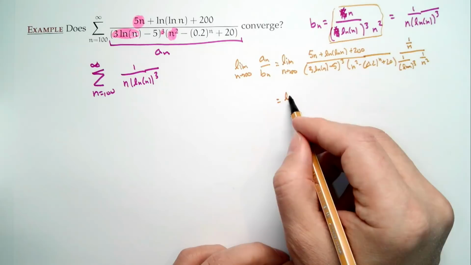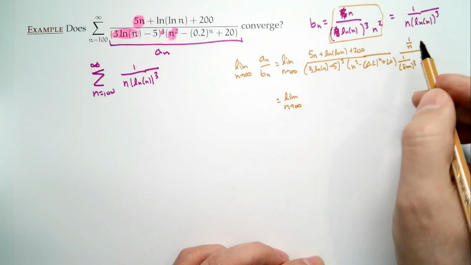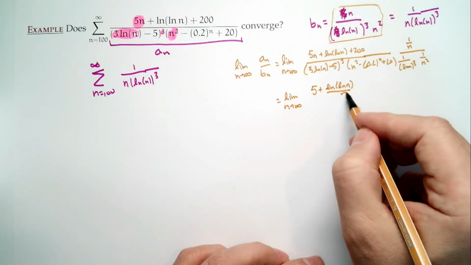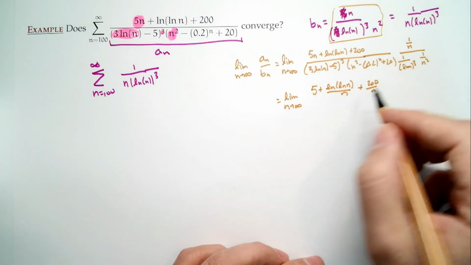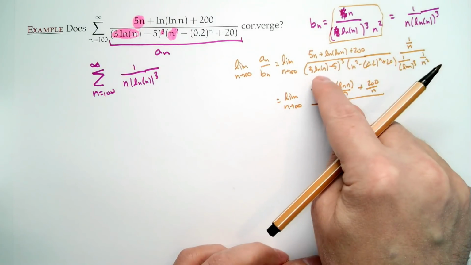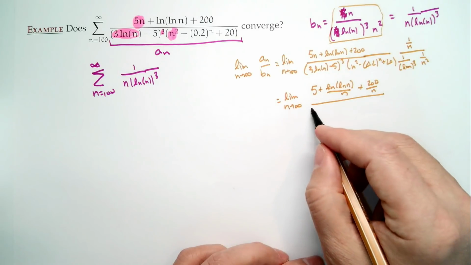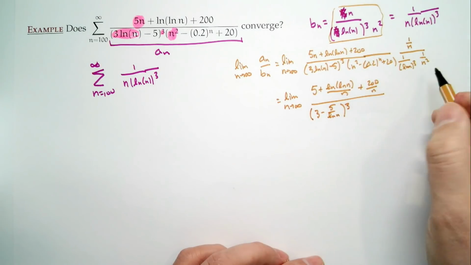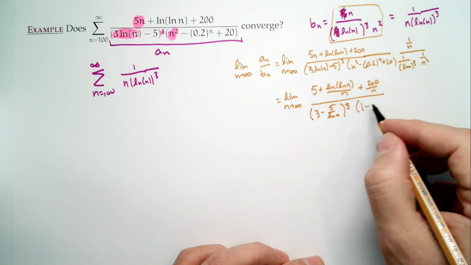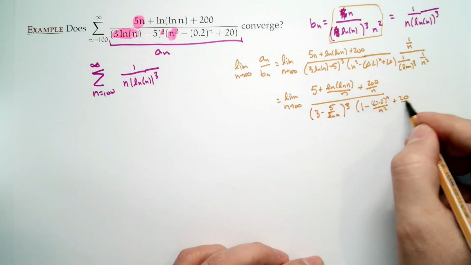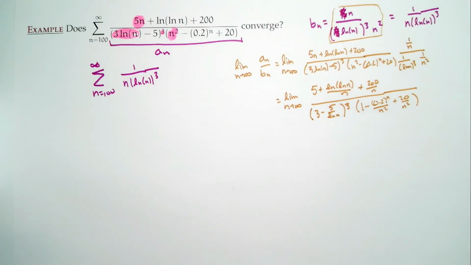So in the top, we get the following. Well, we'll get 5 plus log n over n plus 200 over n. The 1 over log n cubed, because it's a cubed, I can bring it in, and it's like I'm putting log n inside of there, and if I divide, I'll get 3 minus 5 over log n cubed, and then the n squared I bring in, and I'll get 1 minus 0.2 to the n divided by n squared plus 20 over n squared. Now here's why this all works. Now we're ready to see it.